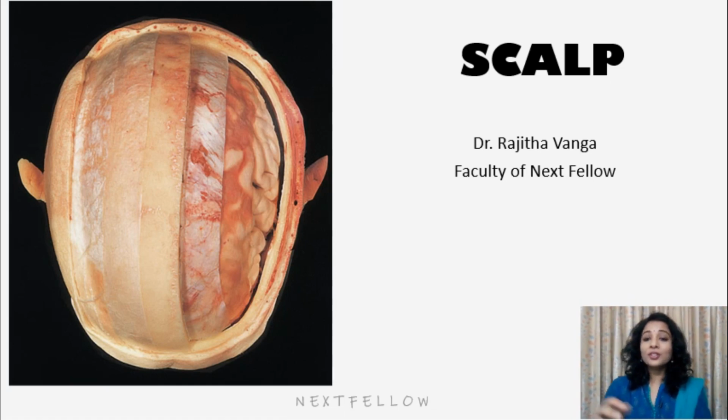Hello everyone. Today's topic is on scalp. So here in this image we can see the covering of the top part of the skull, which is called the calvaria. This covering is called the scalp. Scalp is nothing but the soft tissue covering the calvaria, that is the top part of the skull, and we can see here several layers of the scalp.